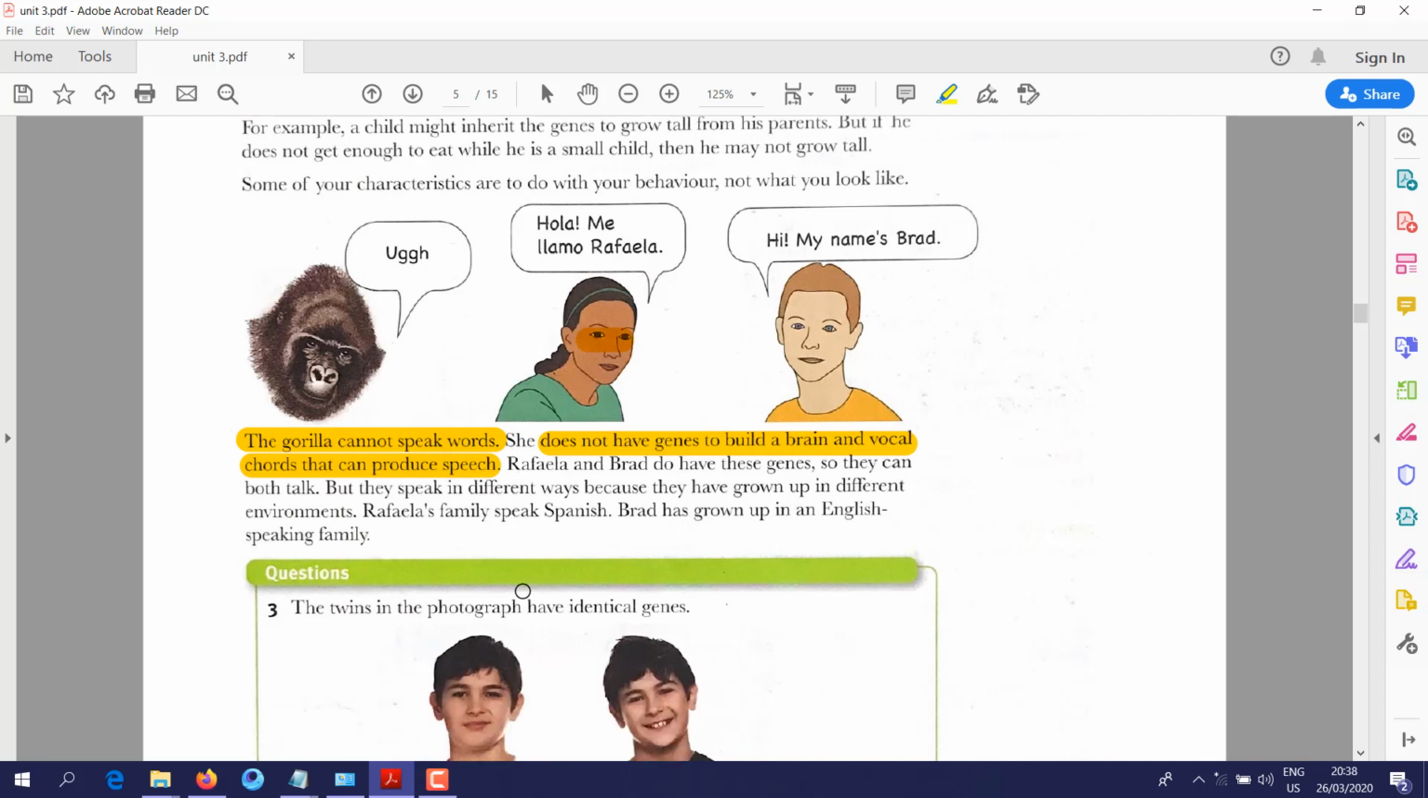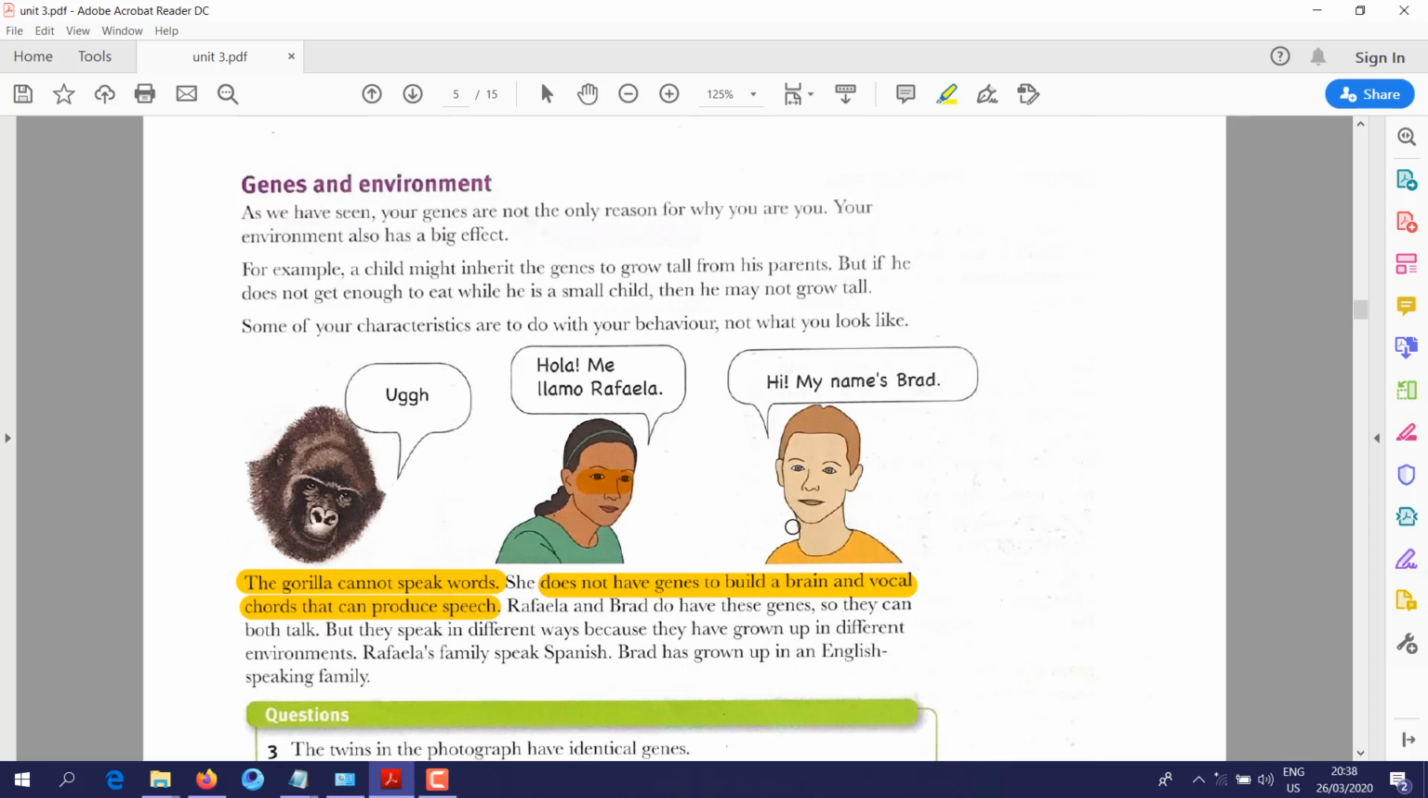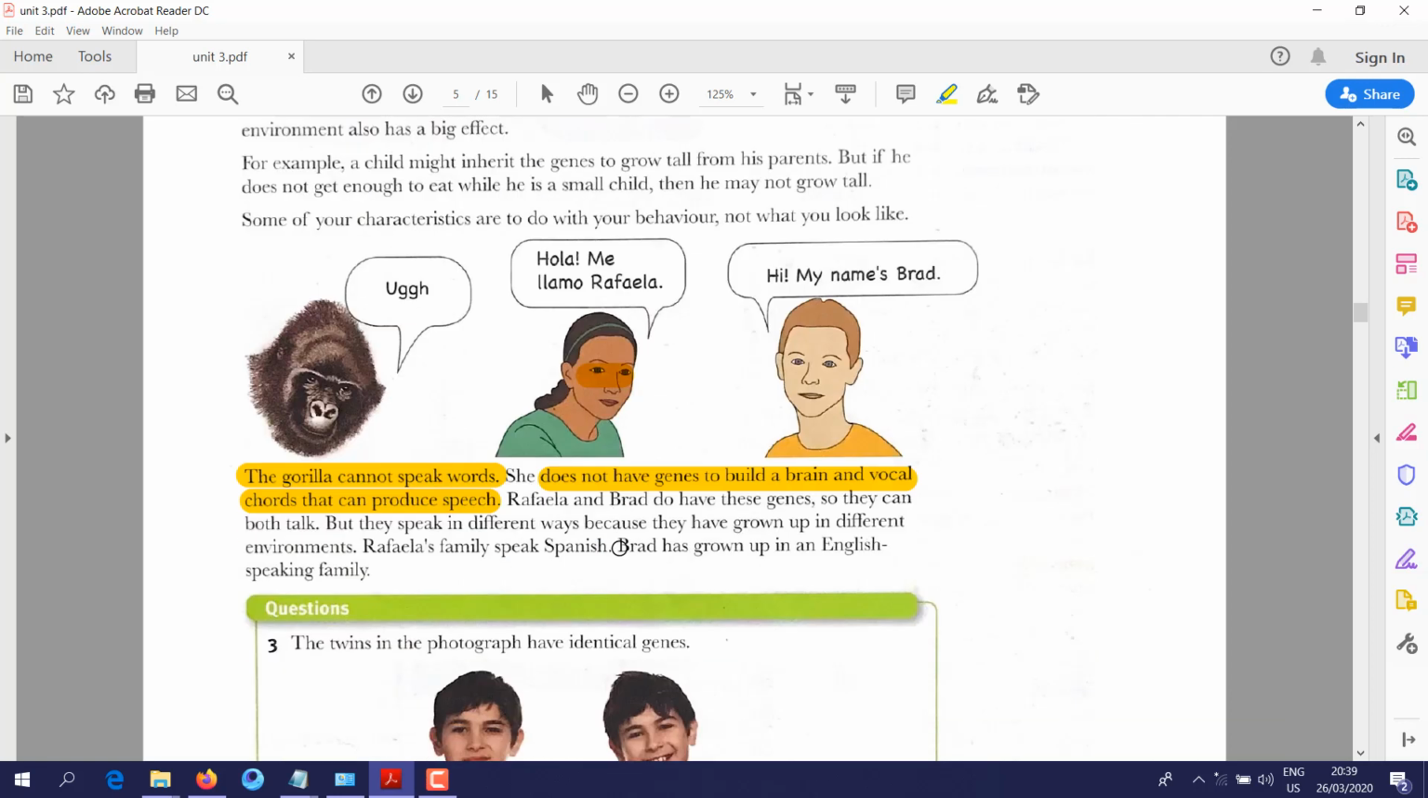Then another example is the environment here. We talk Arabic, Kurdish, English. So how does this affect us? Why are some of us able to talk English while others can't? So the reason behind this is the genes. Firstly, genes make us able to speak, but the two or more different languages are because of the environment. So here the environment affects this feature.